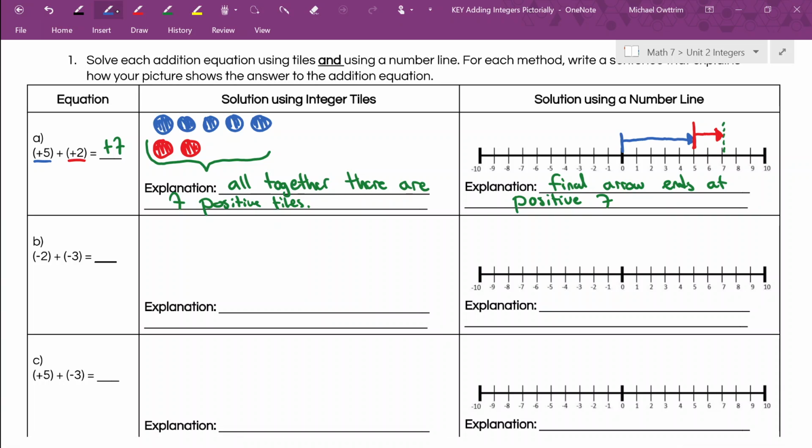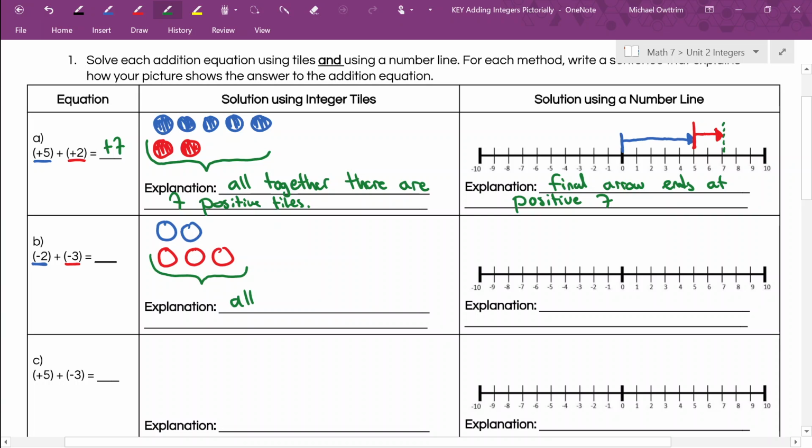In the case of question B, we again want to start by drawing our first integer. Negative 2 means 2 tiles. Since they're negative, we are not going to shade them in. We're going to draw our second integer underneath. Negative 3 means 3 tiles. Again, not shaded in. Nothing here cancels because everything is unshaded. And so we'll say all together, there are 5 negative tiles.